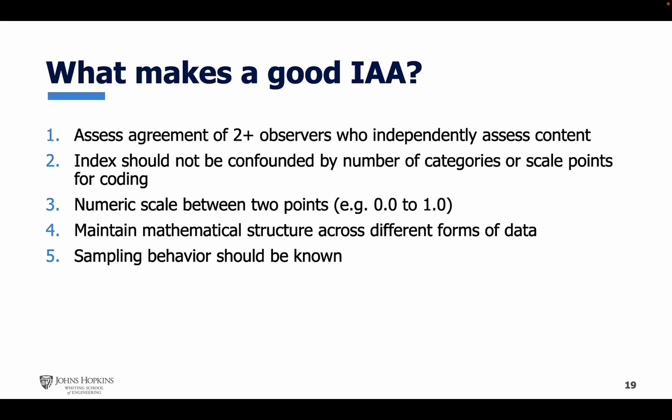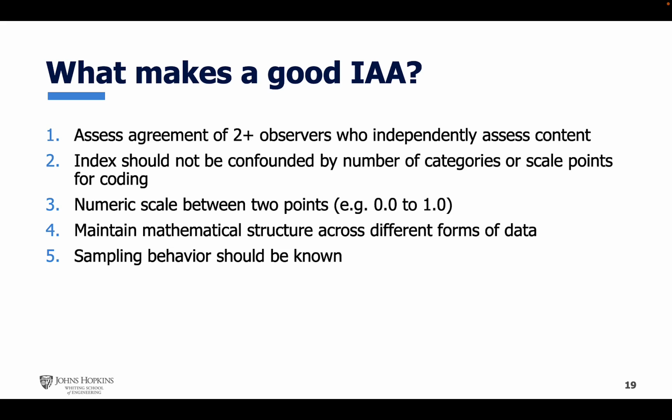What makes a good interannotator agreement measure? I would submit to you that there are 5 properties we want to achieve when evaluating different measures. The first is we want to be able to assess agreement of 2 or more observers who have independently assessed content. When there's collusion, you're not really measuring interannotator agreement. You're not really being able to say, has the task been defined well enough where 2 people can independently agree? So we're looking at independent assessment of 2 or more observers.